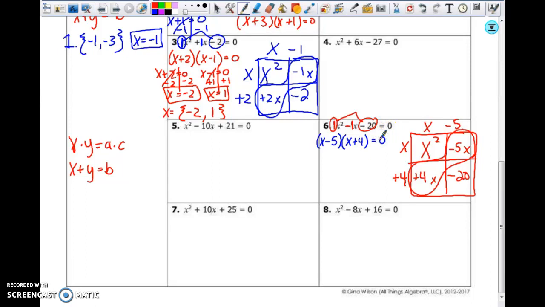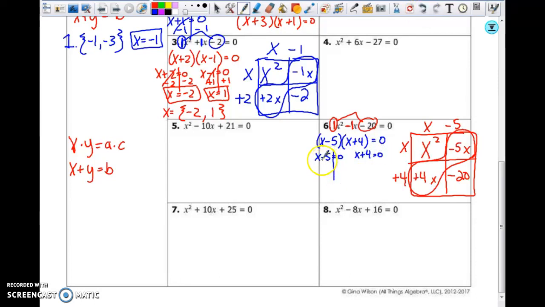That means I can do the zero product property. So each one will set equal to 0, each factor. So X minus 5 will be equal to 0. And X plus 4 will be equal to 0. Okay, and then you just solve.